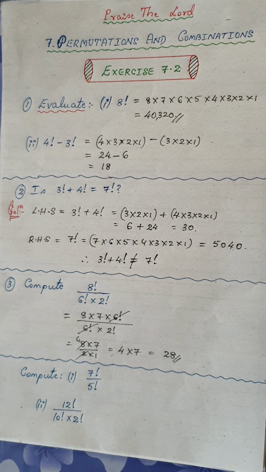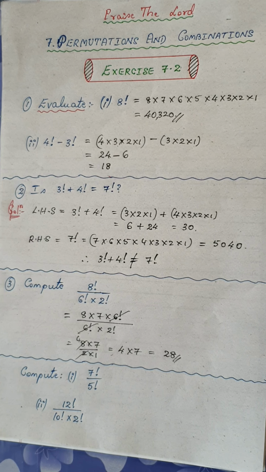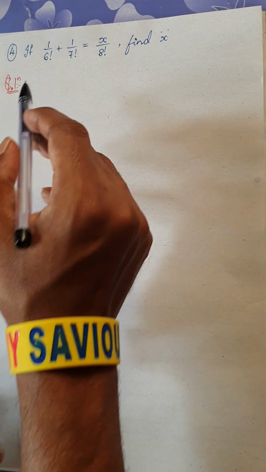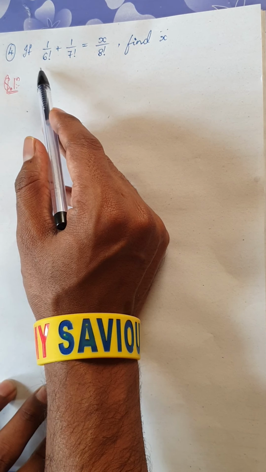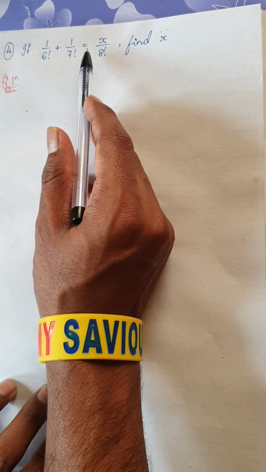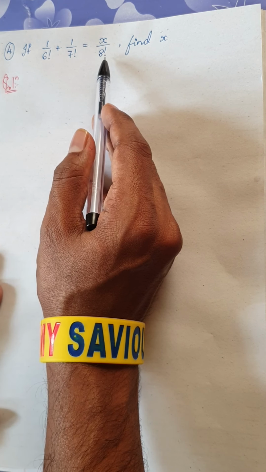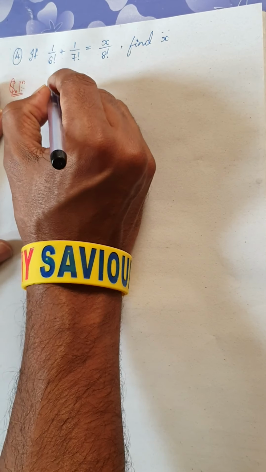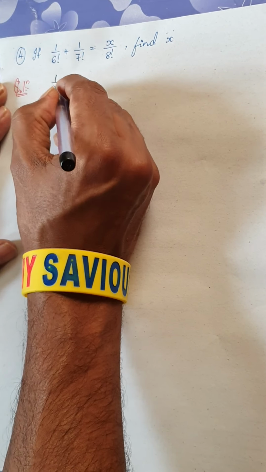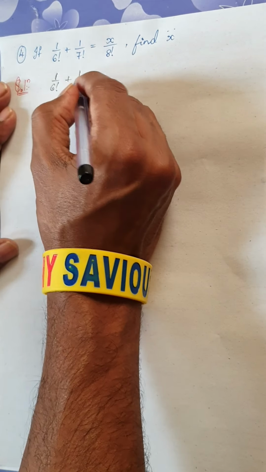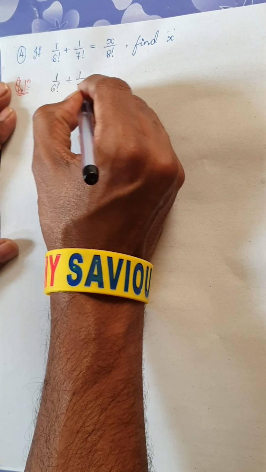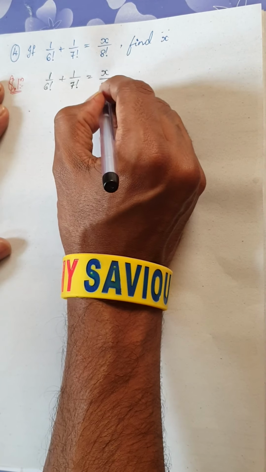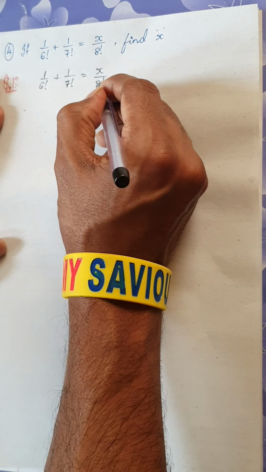Now let's go to the next question in the exercise, question number 4. So here comes the question number 4. If 1 by 6 factorial plus 1 by 7 factorial is equal to x divided by 8 factorial, find the value of x. Okay, this is actually a very important question, dear students. Many times they will ask you for your regular examination in first PUC, and also this is a question which is eligible for CET.